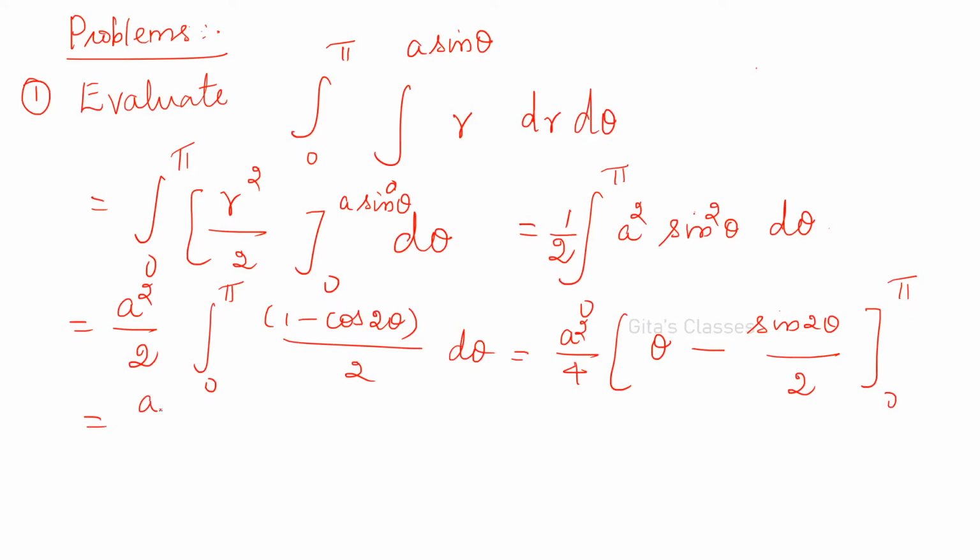So which is equal to a squared by 4 into, when you substitute pi, it will become pi minus 0. For the first term, it will become pi minus 0 minus of, here, sine 0, sine 2 pi is also 0, sine 0 is also 0, so 0 minus 0 only. So a squared pi by 4 is the answer.